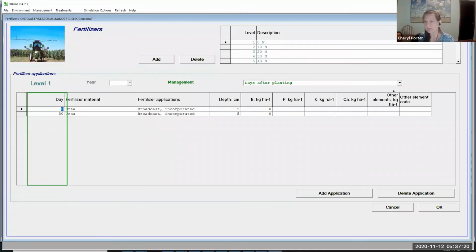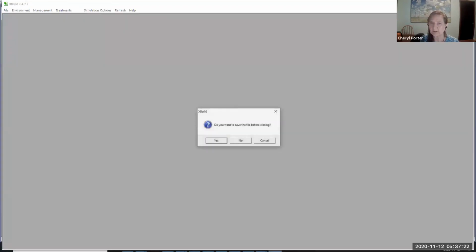Okay, so those are the only differences in this file. I'm going to close it and go back to DSSAT and run the file.